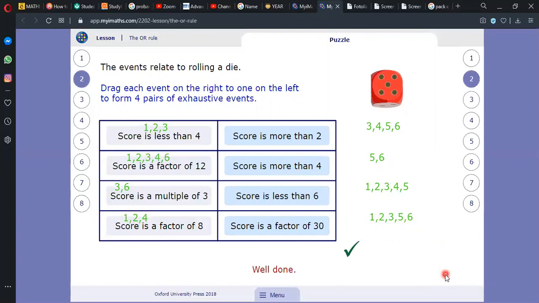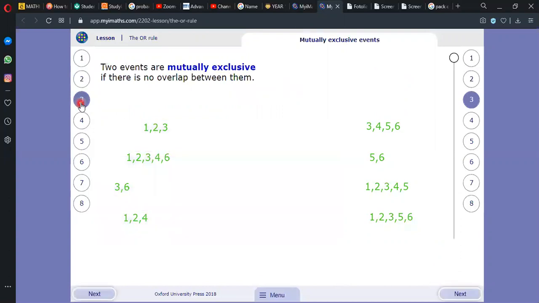Well done, guys. So that is how that goes. So remember, exhaustive events: when you put their outcomes together, they must complete the total number of possible outcomes. All right, now let's proceed.